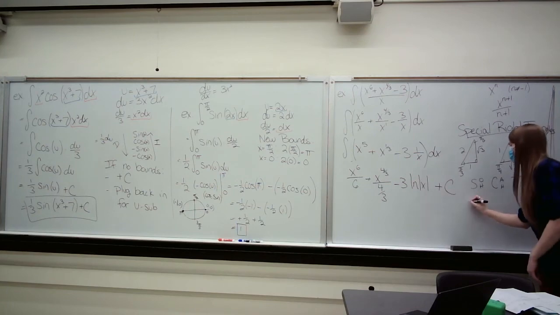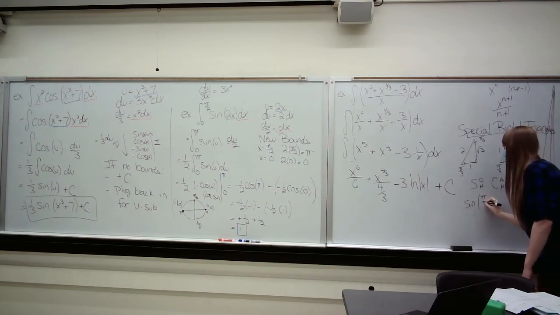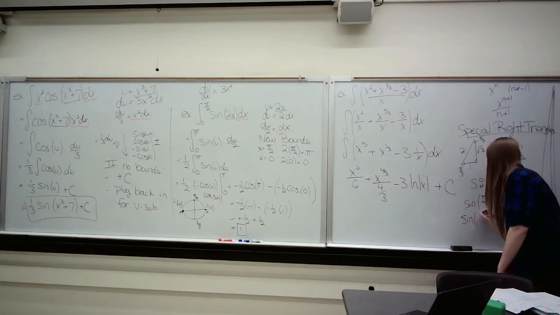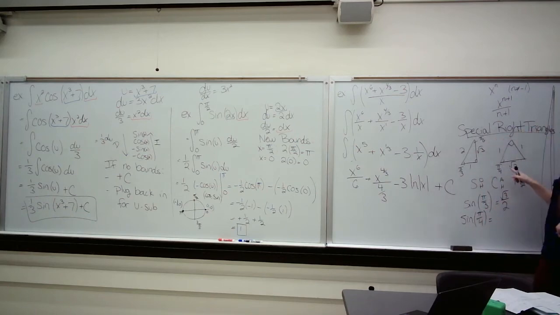So if we wanted to do sine of pi over 3, for example, we're looking at this pi over 3 angle. Sine is opposite over hypotenuse, so my opposite side is square root of 3. My hypotenuse is 2, so sine of pi over 3 is square root of 3 over 2. Same thing with sine of pi over 4: opposite over hypotenuse, so 1 over square root of 2. Usually you see it rationalized, so times square root of 2 over square root of 2, so square root of 2 over 2. This is just using our special right triangle values.